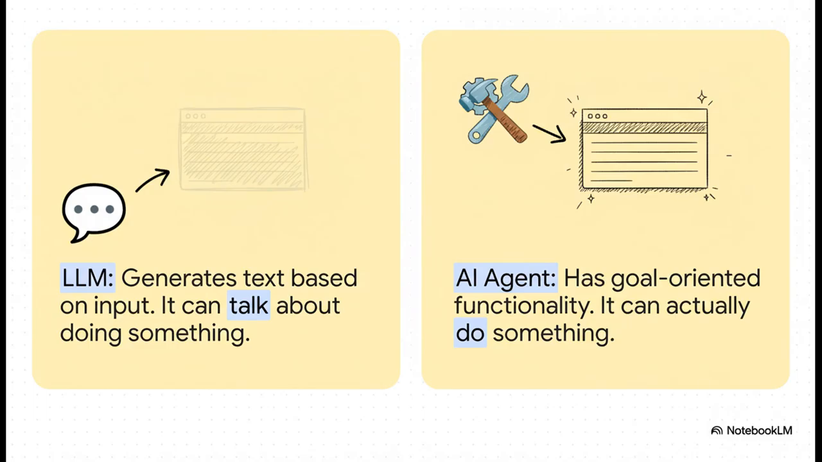Okay, this is so important. We have to understand the difference between a standard AI, like a large language model, and an n8n AI agent. An LLM is a text machine. You give it text, it gives you text back. It can talk about how to create a Trello card. An n8n AI agent, though, is all about the goal. It doesn't just talk, it acts. It can understand what you want, think about the steps, and then use its tools to actually go and create that Trello card for you. One is a talker, the other is a doer.